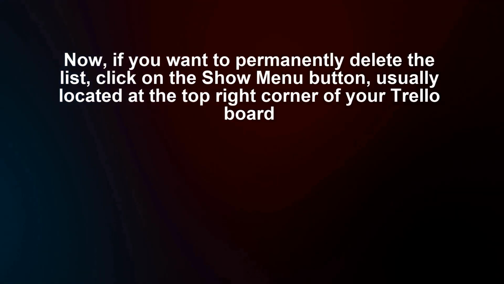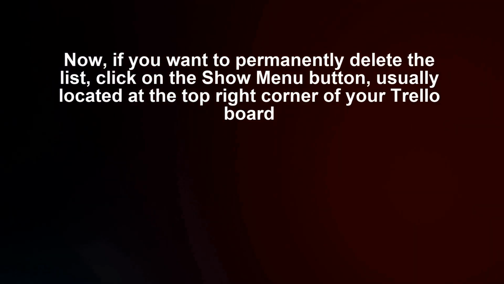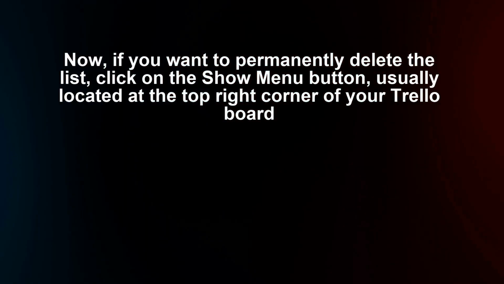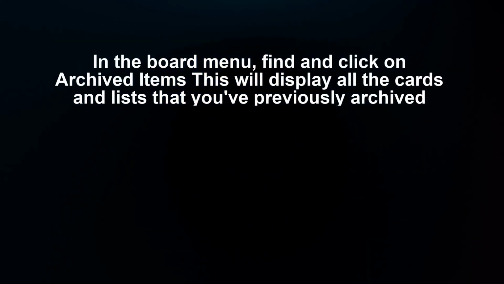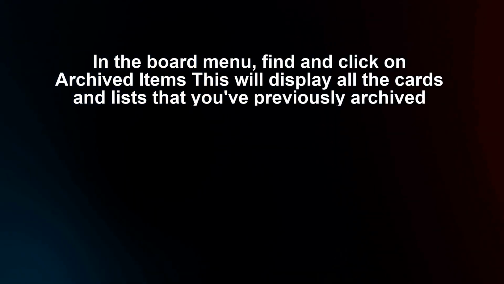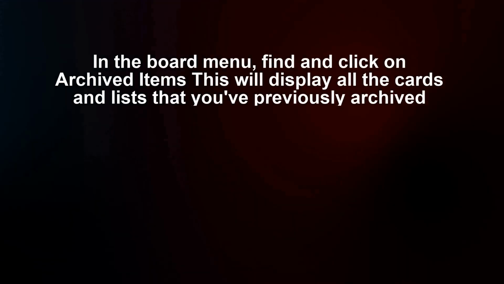Now, if you want to permanently delete the list, click on the Show menu button, usually located at the top right corner of your Trello board. In the board menu, find and click on Archived Items. This will display all the cards and lists that you've previously archived.